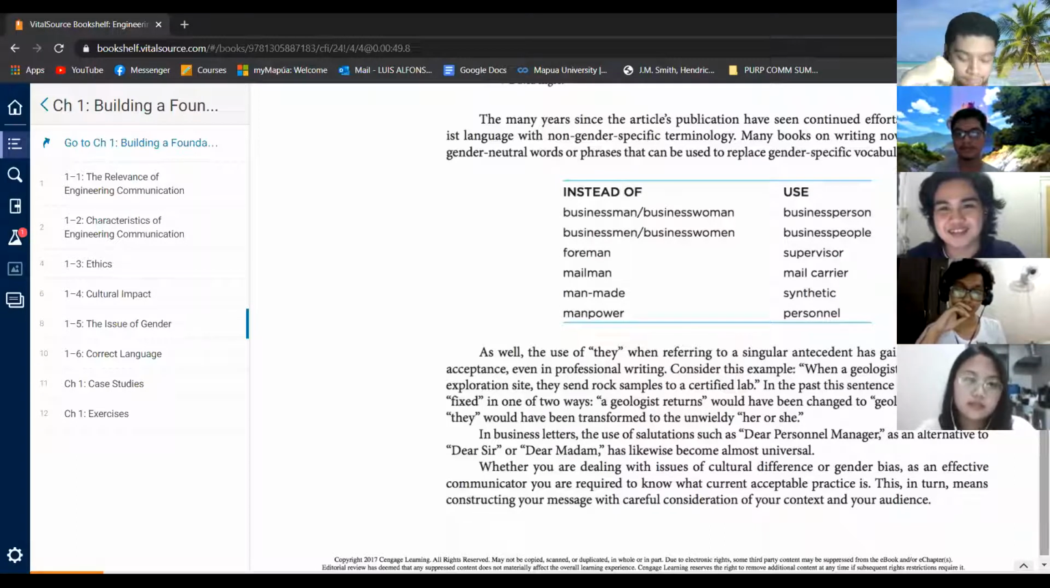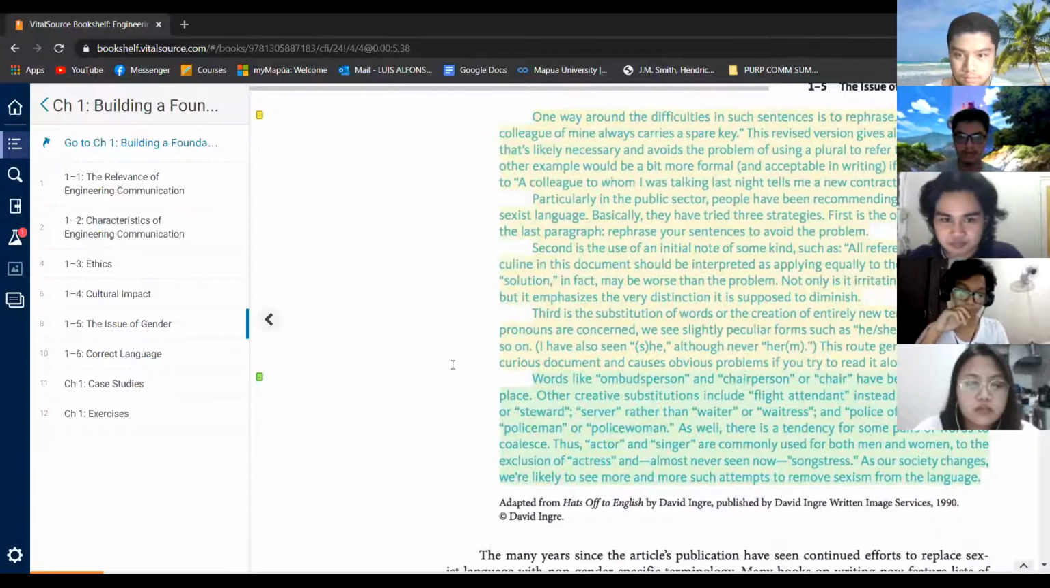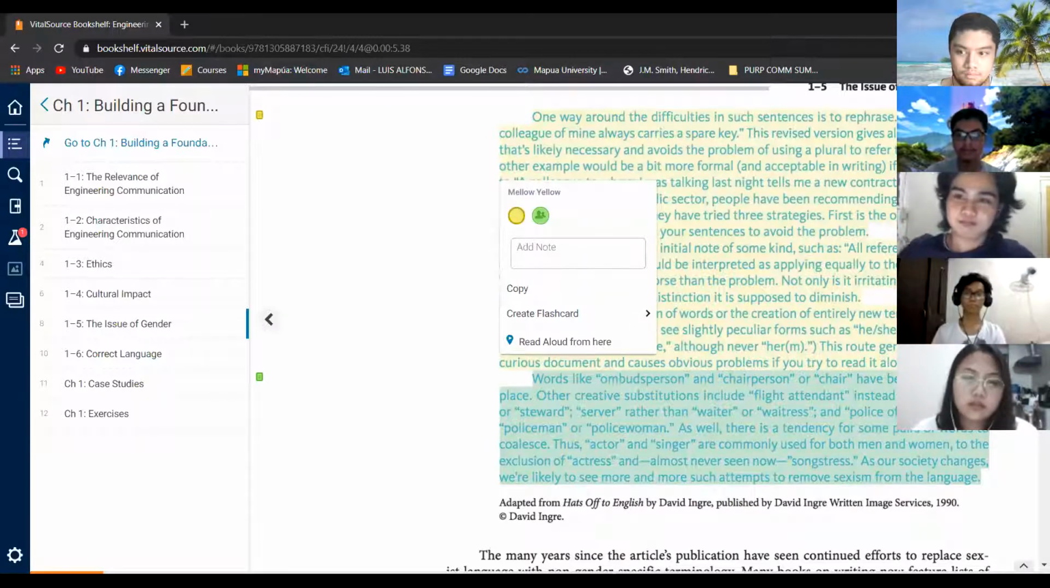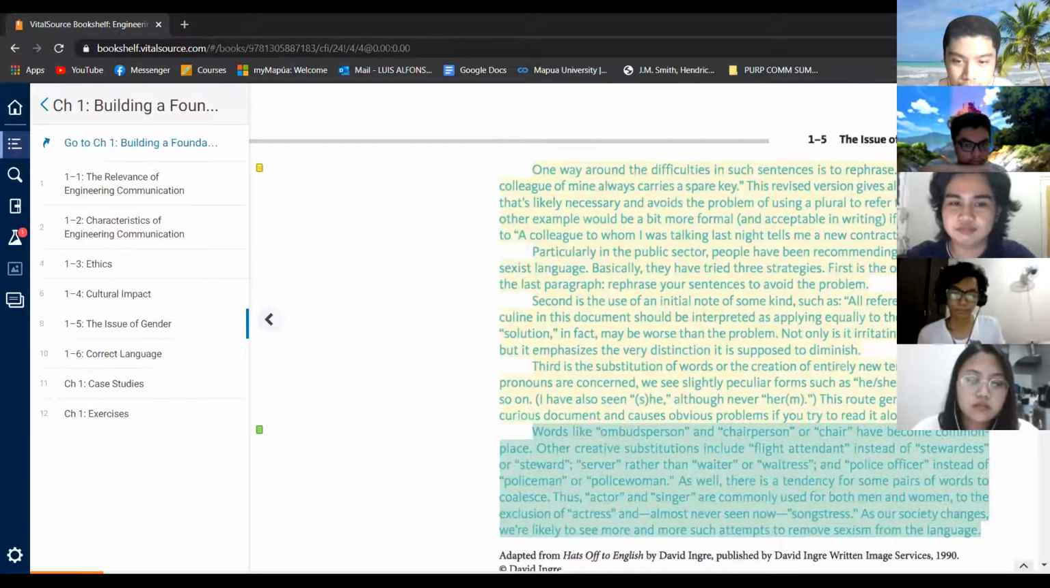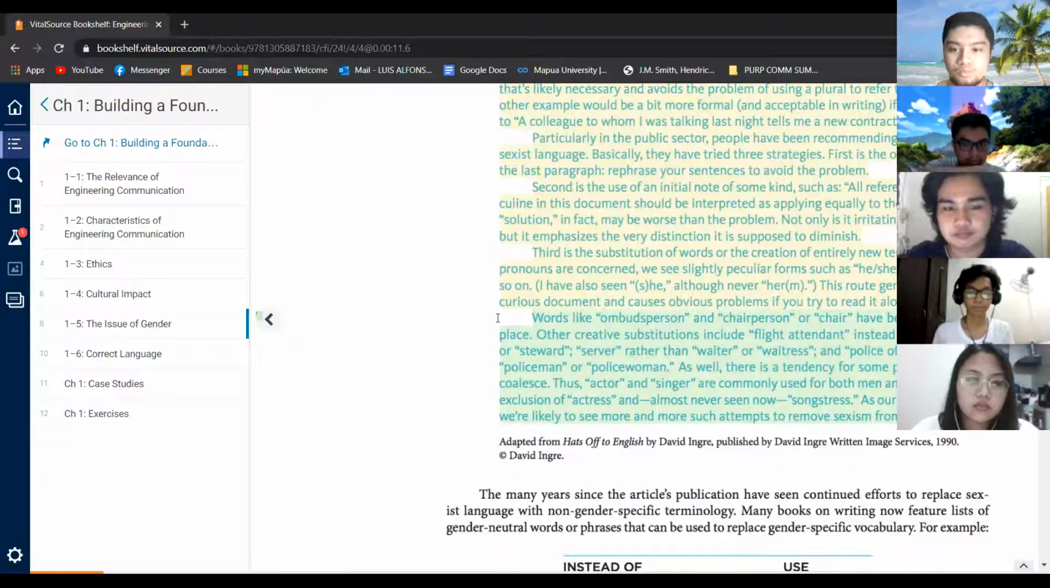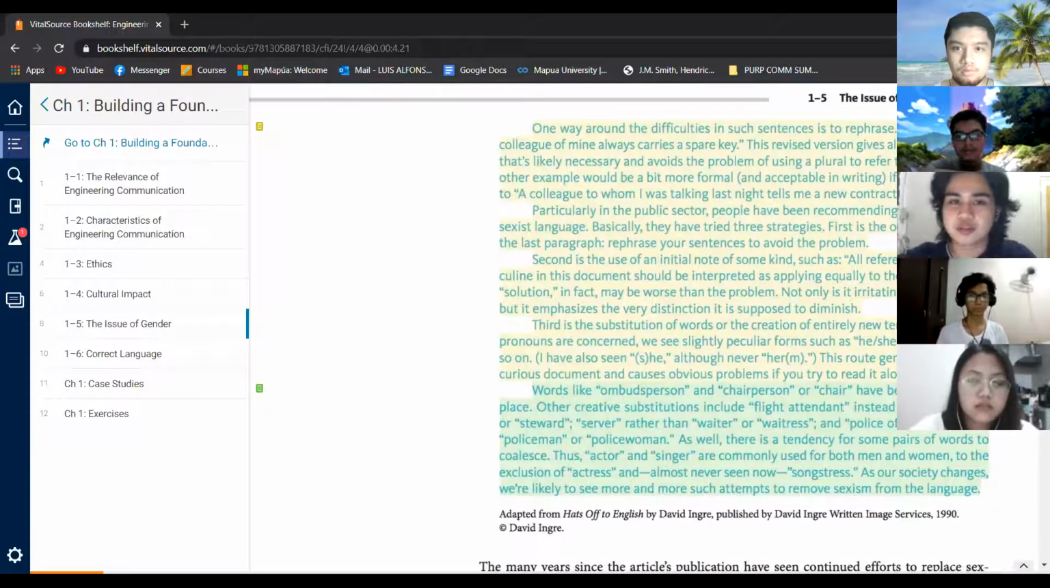Okay, so for the last paragraph of the article, can you please scroll up? For the last part of the article, which starts with "the other creative substitutions include flight attendant instead of stewardess or steward, server rather than waiter or waitress, and police officer instead of policeman and policewoman." This part, well, I identify as the satisfaction step because it offers a solution for the sexism problem, for the discrimination problem, as it changes how we address both genders without discriminating against the other.